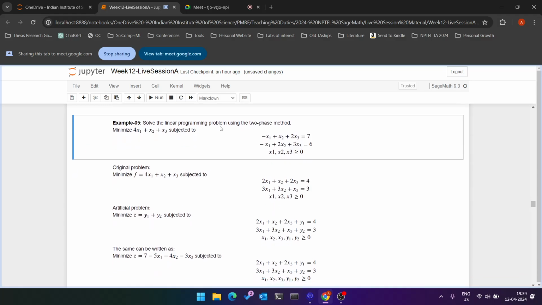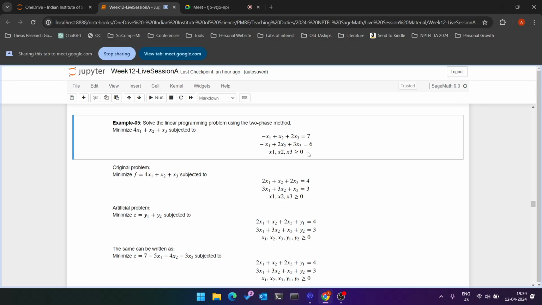Example number 5. Solve the linear programming problem using the two-phase method. We have to minimize x1 plus x2 plus x3 subject to the two equality constraints given below, where each of the individual variables is non-negative. So the two-phase method is basically used when we do not have a basic feasible solution available at hand, and we first have to find a starting basic feasible solution, and after that we use the simplex method.